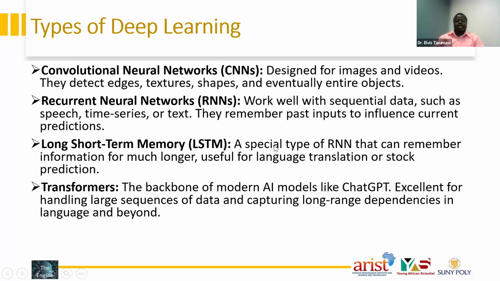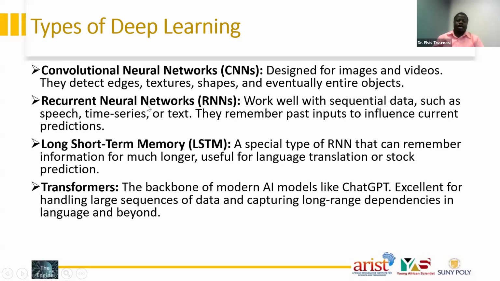Now, what are the types of deep learning? So mainly we have something we call convolutional neural networks. And these are the networks that we are going to look at today in this class, convolutional neural network. Mostly it's designed for images and videos. So if you want to detect edges and textures and people's faces and objects and everything, you need this convolutional neural network, which we are going to look at today.